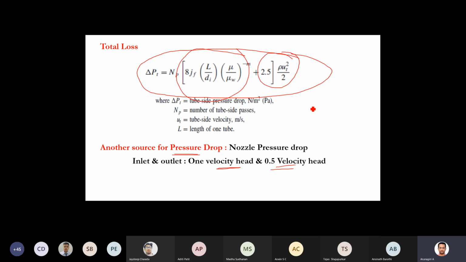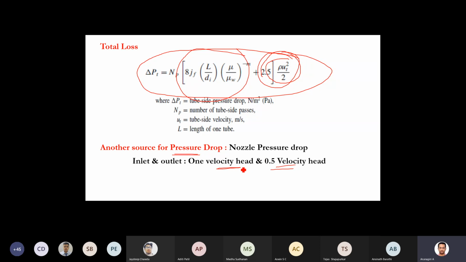So this is the way to calculate the pressure drop in the tube side. We have to calculate the major loss and minor loss. Major loss is accounted using this expression, NP into 8 jf L by D into (mu by mu w) to the power minus m. Then 2.5 NP into the velocity head per pass is for the minor loss. So this is the way to calculate the pressure drop.